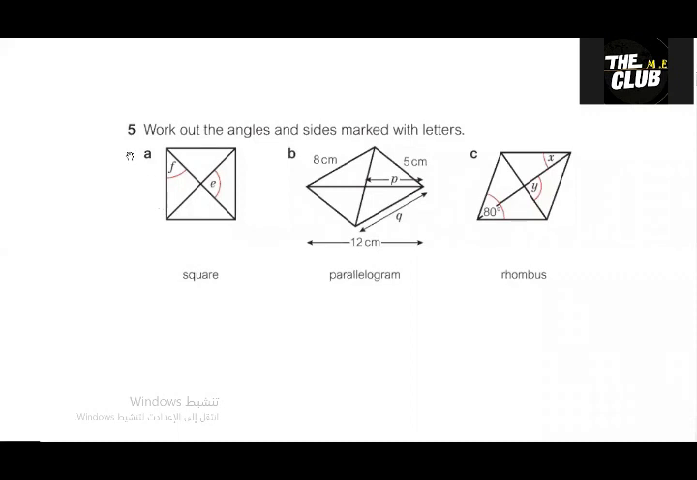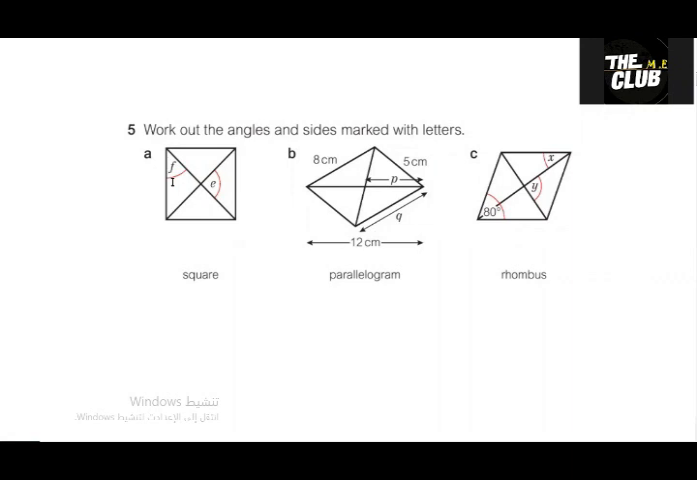In this video, we're going to talk about question 5. Work out the angles and sides marked with letters. Now, we're going to find the angles and the sides marked with letters in these three shapes. First, we're going to talk about the square here.